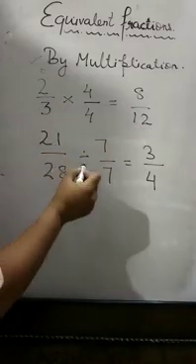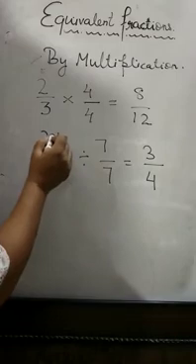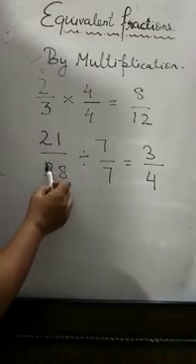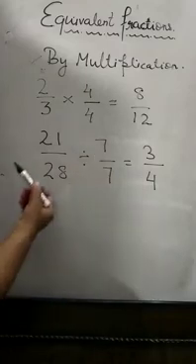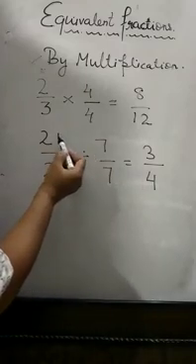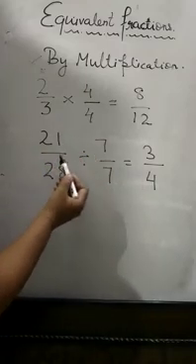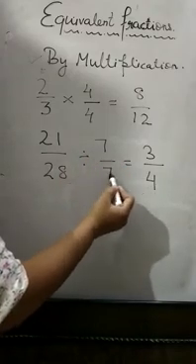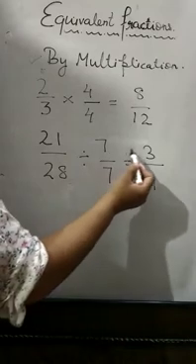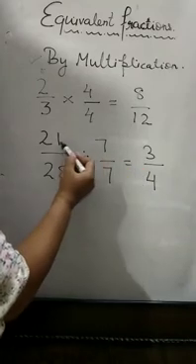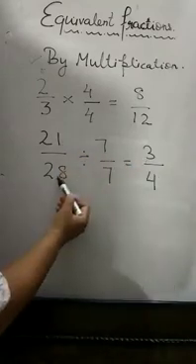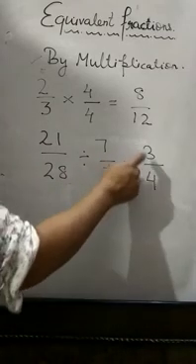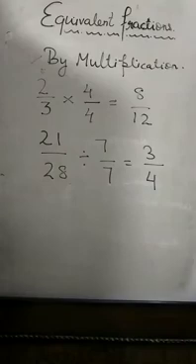The second method is using division. Now I have a bigger fraction, 21 upon 28. To get a smaller equivalent fraction, I will divide. I see that 21 and 28 have a common factor 7. So I have divided 21 and 28 by 7. Now see what I get. When I divide 21 by 7, I get 3. When I divide 28 by 7, I get 4. So I can say 3 upon 4 is equivalent to 21 upon 28.